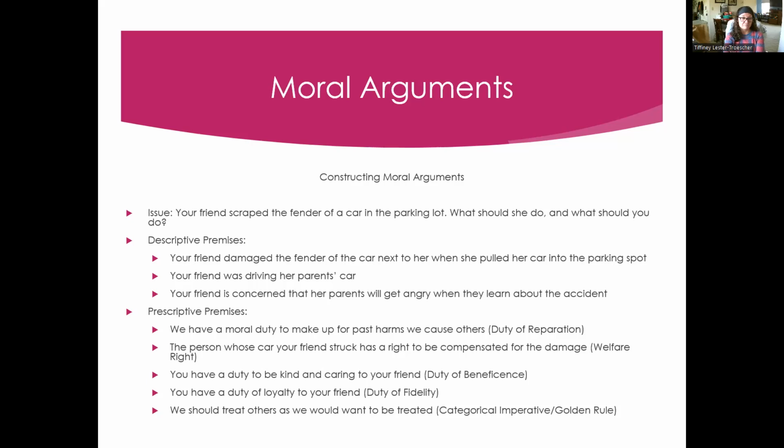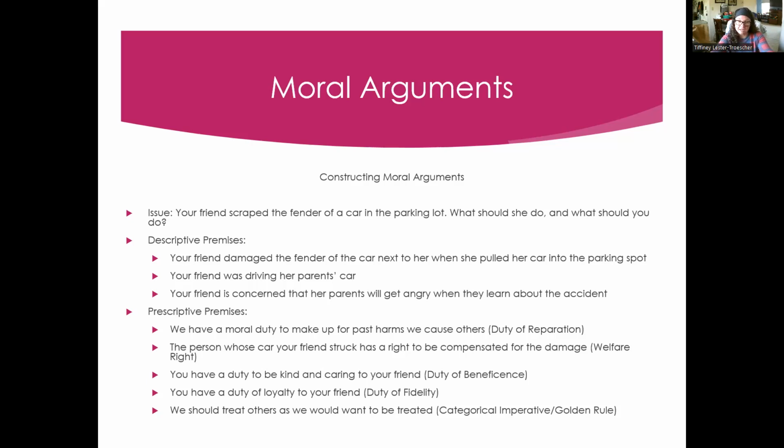And then we have our straight categorical imperative, our golden rule. You want to treat others the way you want to be treated. Well, I don't want someone to scrape, hit my car and then drive off without leaving me a note at least, right? So if you sift through those prescriptive premises, it is pretty clear that something needs to happen other than just her driving away, right? She can't just drive away. There's no way that's not right.